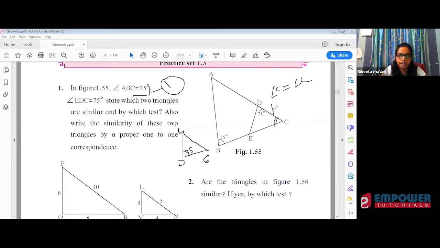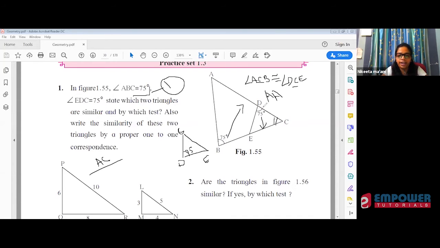So in triangle ABC, I can write that angle ACB is congruent to angle DCE because both are the same angle. Yes, so this angle is congruent. So by the AA test, I can say that these two triangles are similar to each other. Now angle B is congruent to angle D. So we will consider the side opposite to angle B and the side opposite to D. Side opposite to angle B is AC, right?